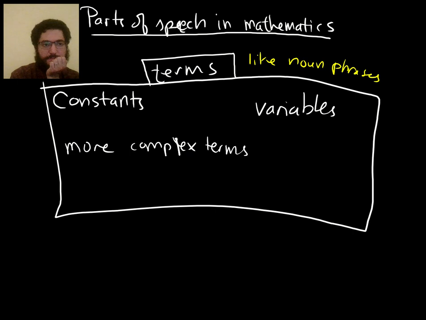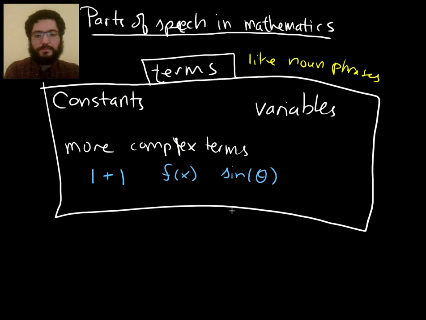And, well, if you want to know whether a mathematical expression, some string of marks, is a term, you can just ask, does this refer to something? Is it trying to refer to a mathematical object? Constants and variables are, but there are also more complicated things that would, like 1 plus 1, or f of x, or sine of theta. So these are examples of more complicated terms.